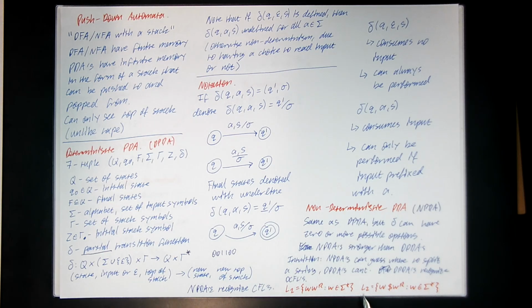So that means L2 can be recognized by a DPDA and L1 can be recognized by an NPDA, intuitively speaking. And we won't go through the proofs, they're beyond the scope of this course.